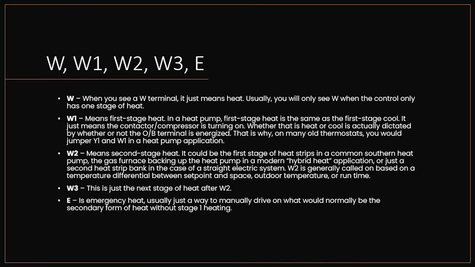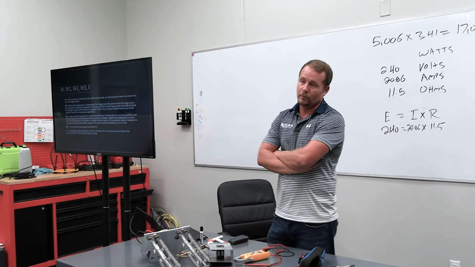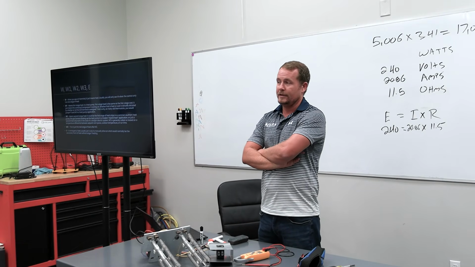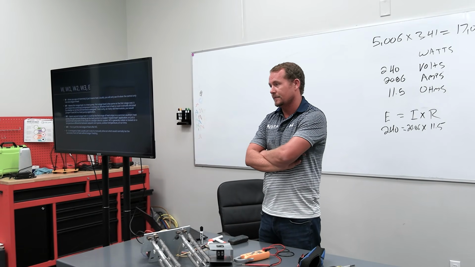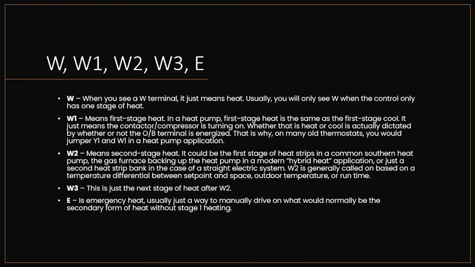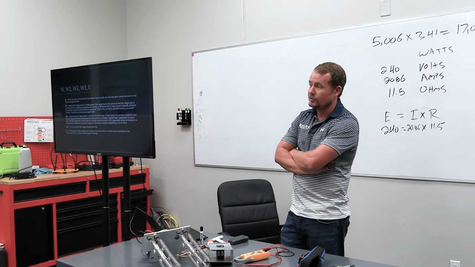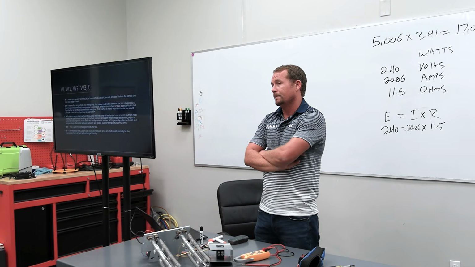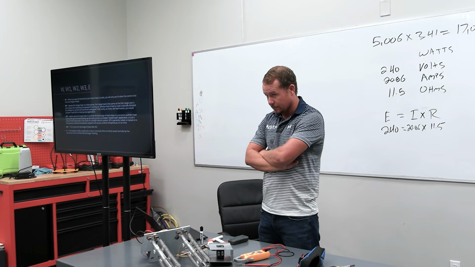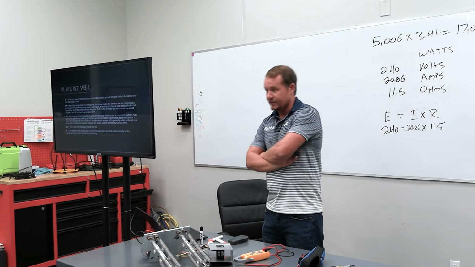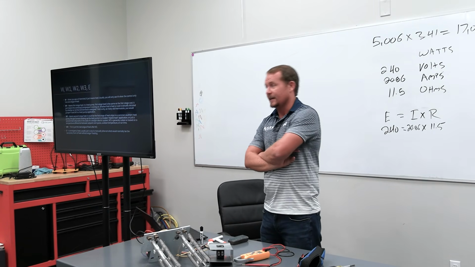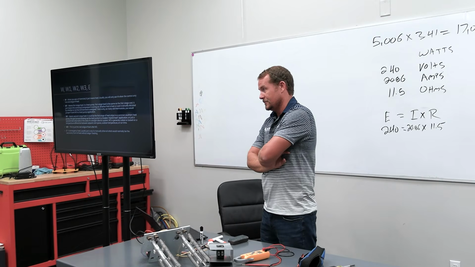But beyond that, you could have a system that was a straight cool system that had 2 stages of electric heat, and W1 could be 1 stage, and W2 could be both heat strips running simultaneously. So it's not always the same thing. And then W3 would be the next stage. If you have 2 stages of electric heat on top of a single stage heat pump, then W3 would be your second stage electric heat, but you could also have a system that has 2 stages of compression, like a 2-stage compressor. W1 would be first stage compressor, W2 would be second stage compressor, W3 would be heat strips.